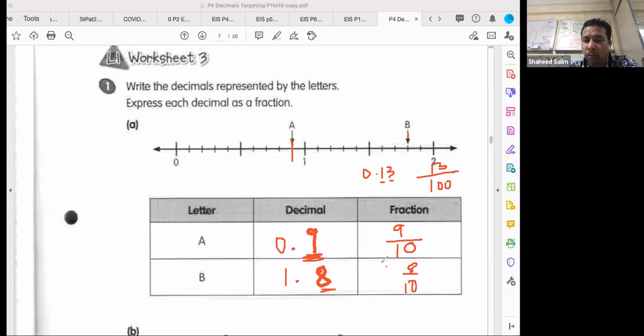Then put the one whole here. Put the one whole here. You get it, Umaira? You put the one whole here, like that.